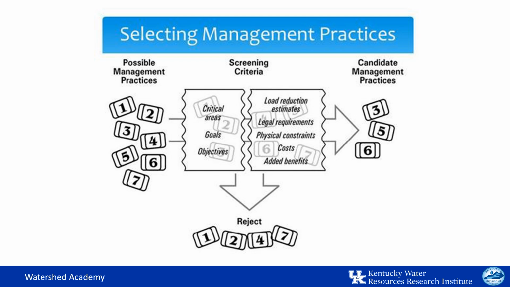Step 7, to develop screening criteria to determine opportunities and constraints, is an important part of the process that's often given inadequate attention. You will want to compare and consider potential practices in light of your critical areas, goals, and objectives. Then look more closely at details such as load reduction estimates, legal requirements, physical constraints, costs, and added benefits. This allows you to reject some BMPs and offer up more feasible candidates.